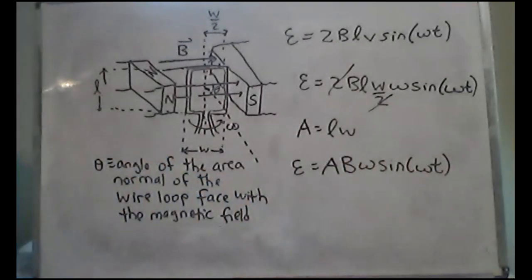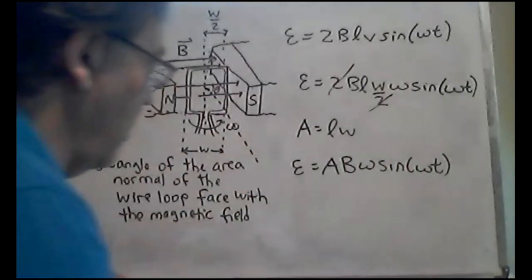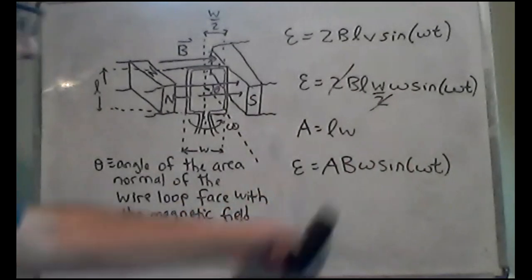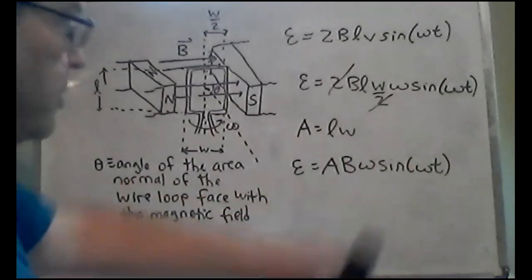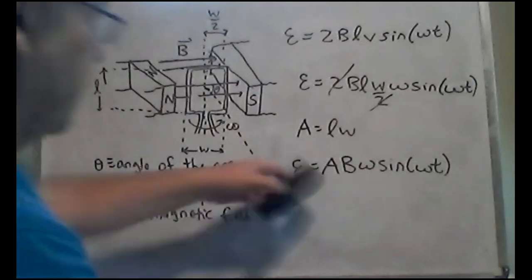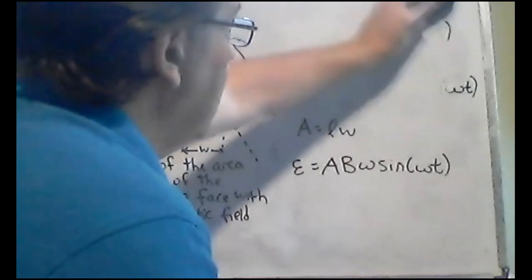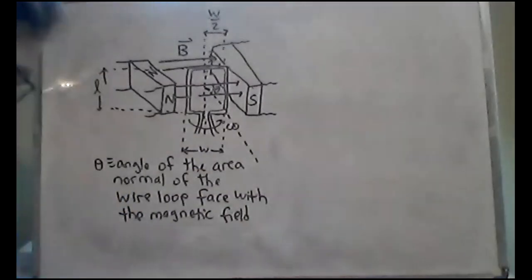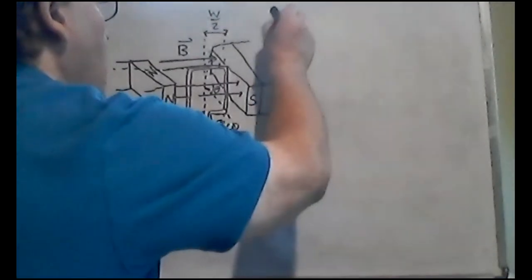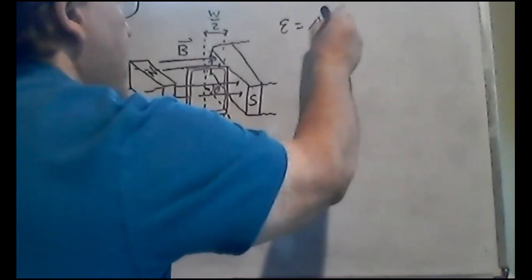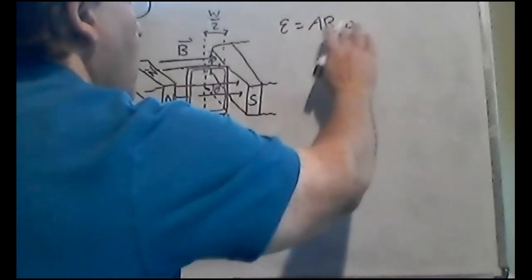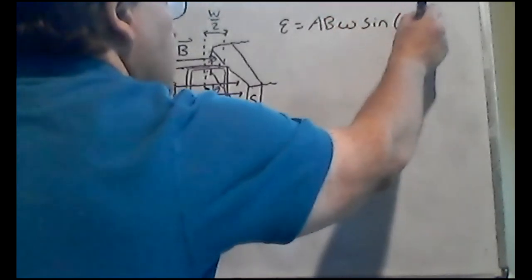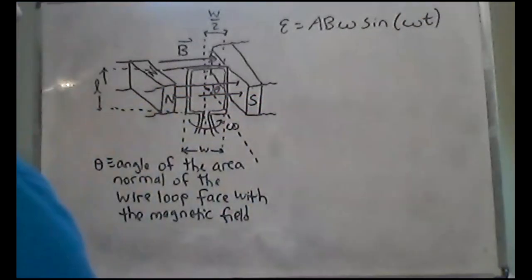All right. So let's put this up in the top. Now this is my latest equation. Epsilon is now the area times the magnetic field times the angular velocity times the sine of omega t. That's what I have so far. And I have one more fix up to do. So latest and greatest, epsilon is A B omega sine of omega t. Now it doesn't really matter if my omegas look like w's anymore because w is gone.